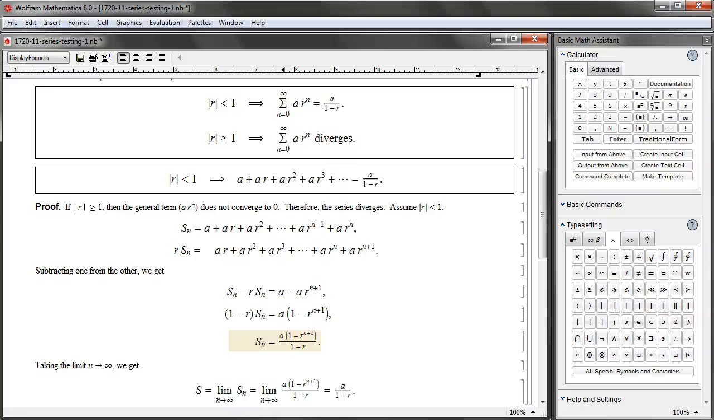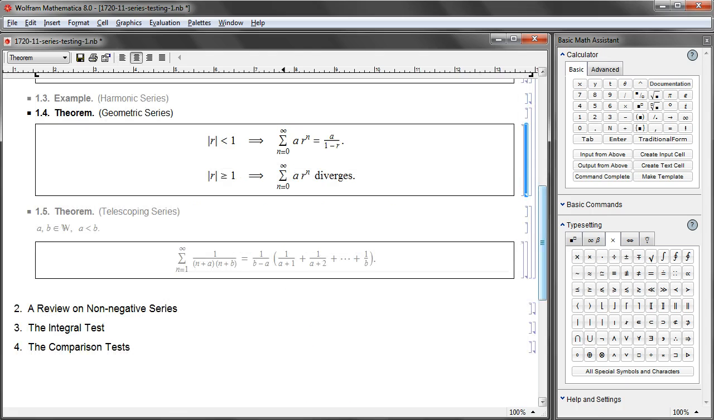Now when r is less than 1 in absolute value, this term here, r to the n plus first power, goes to 0. So we have the desired formula right over there. When r is greater than or equal to 1 in absolute value, r to the n plus first power does not go to 0. Actually, it does not even converge at all. So we don't have anything.